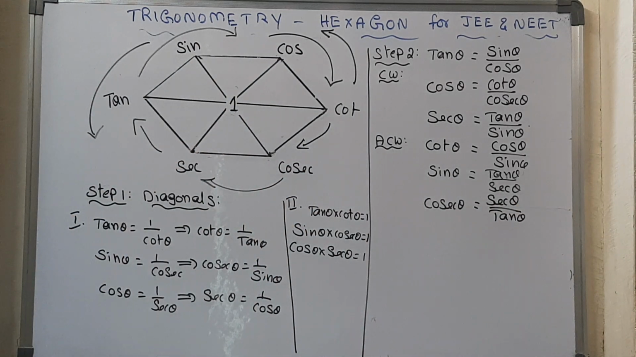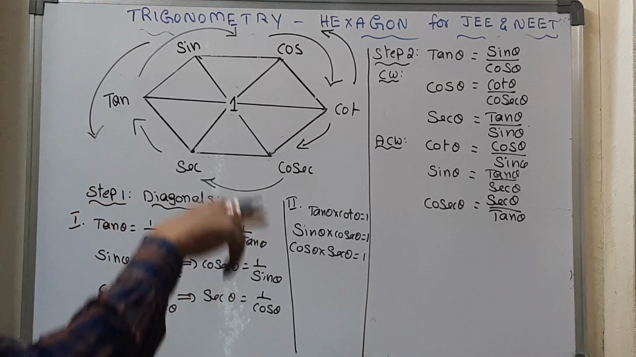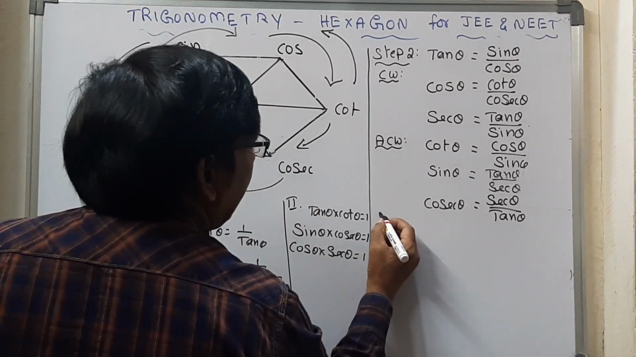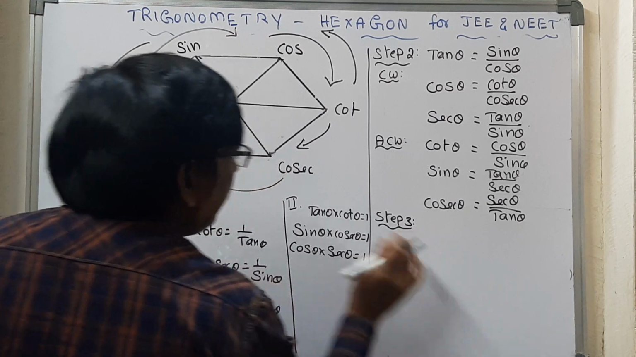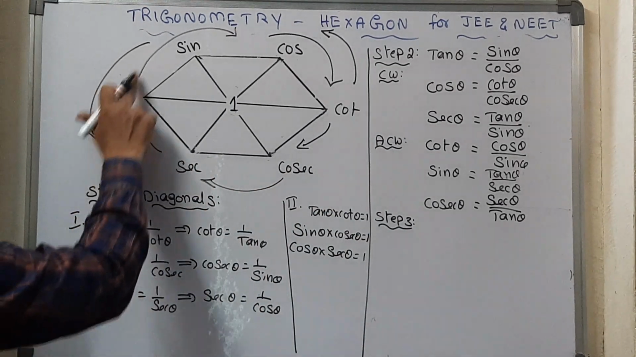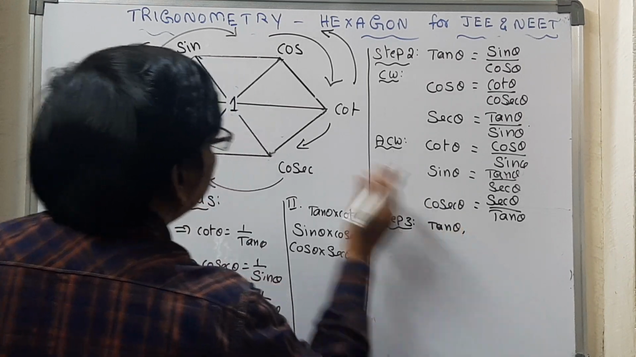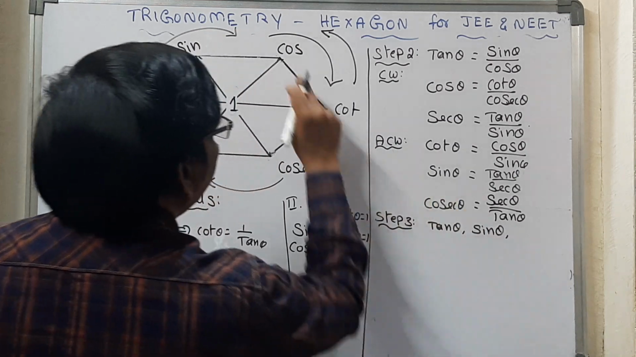In step 2, what have we taken? We have taken clockwise and anti-clockwise, and we will get the values in that way. That is up to here. Now step 3: let us take 3 functions continuously, for example tan theta, sin theta and cos theta.